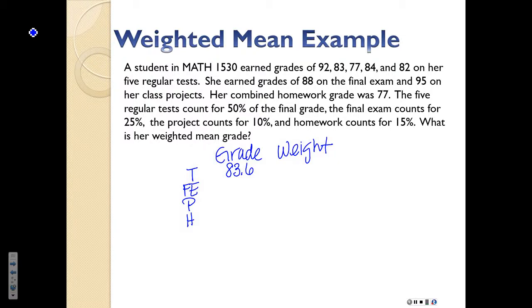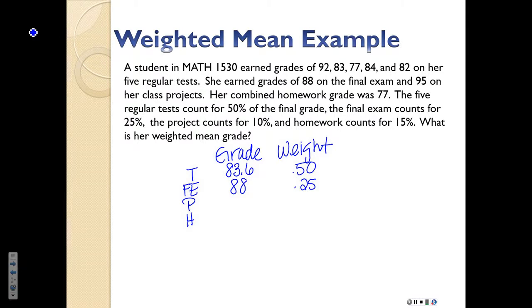Okay, so you can then say, add them up, divide them. How much does the test count? What's the weight associated with that test? 50% of the final. So we're going to use that as a decimal, 0.50. Is that okay? What's her final exam grade? 88. How much does that count? 20. Okay, so 0.25. Is that okay?